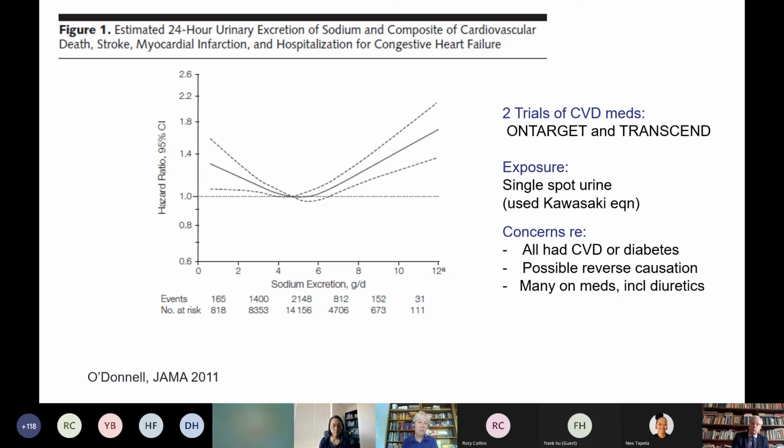So there are several concerns about it, though. One was the use of the single spot urine. Also, all of the participants had either cardiovascular disease or diabetes. So there's possible reverse causation.